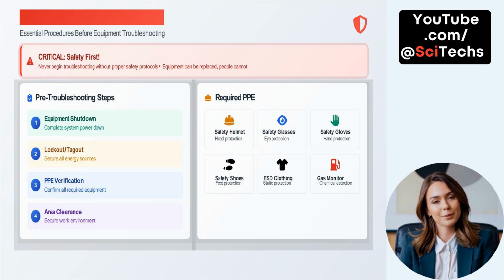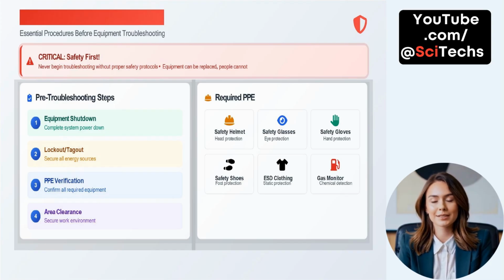Required PPE typically includes a safety helmet, glasses, gloves, and shoes for protection against physical hazards. ESD clothing is critical for static-sensitive environments, and a gas monitor may be necessary for chemical detection. Each of these steps helps create a safe, compliant, and prepared environment for effective troubleshooting.